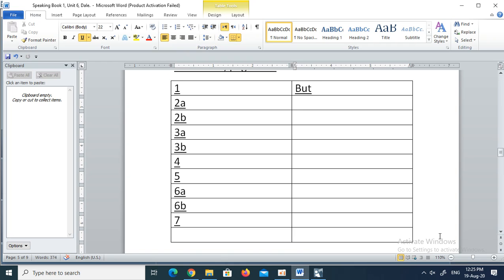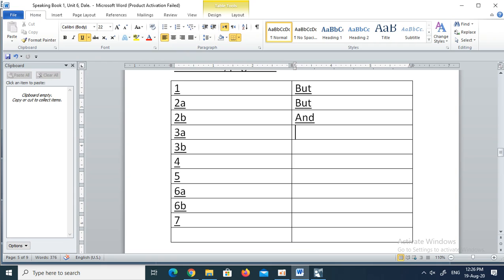Okay, number 2A. Once I found a wallet on the bus. It didn't have any money in it, but it had a lot of credit cards. Number 2B. I took it to the police station and they returned it to the owner. 2B is and.